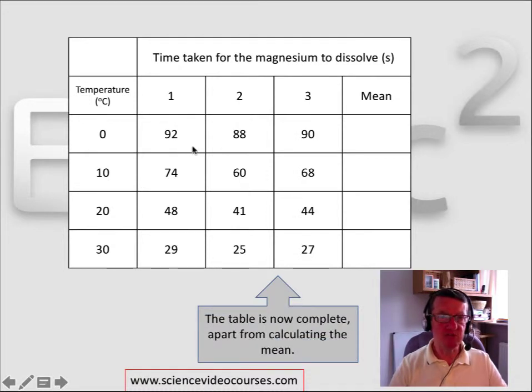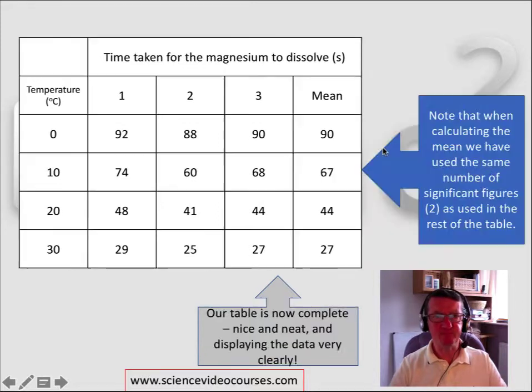Okay, we did it 3 times, and here's repeats going across. First repeat, second repeat, third repeat. We're now in a position where we can calculate our mean. So I've done the maths, and we've calculated our mean.